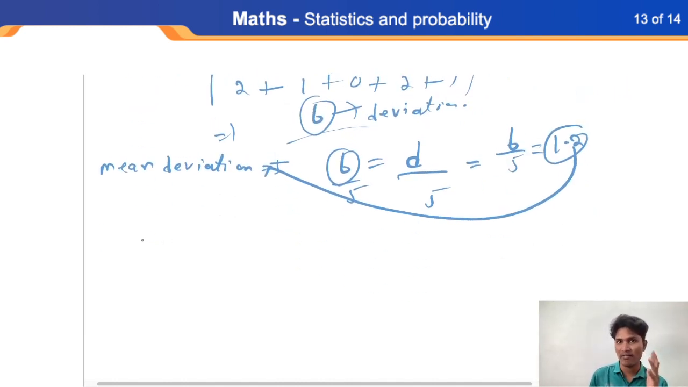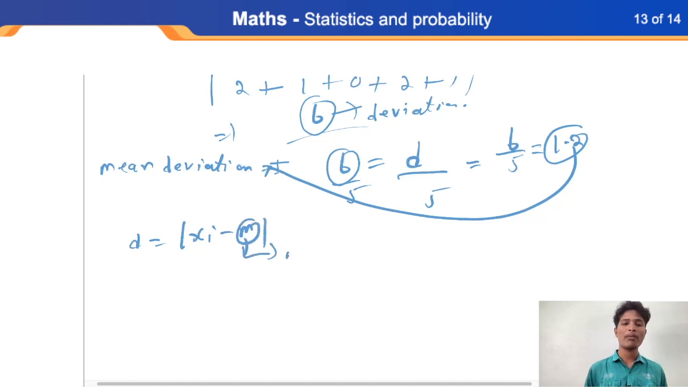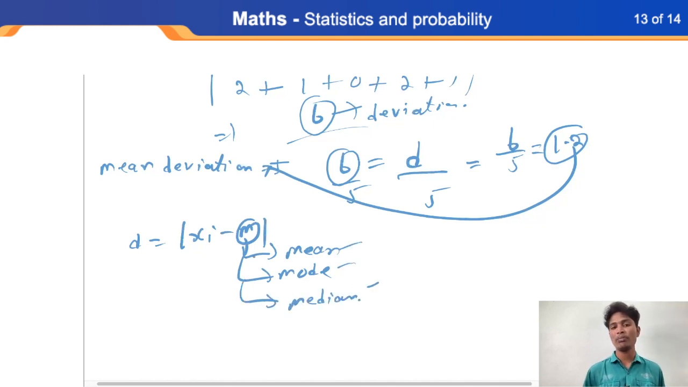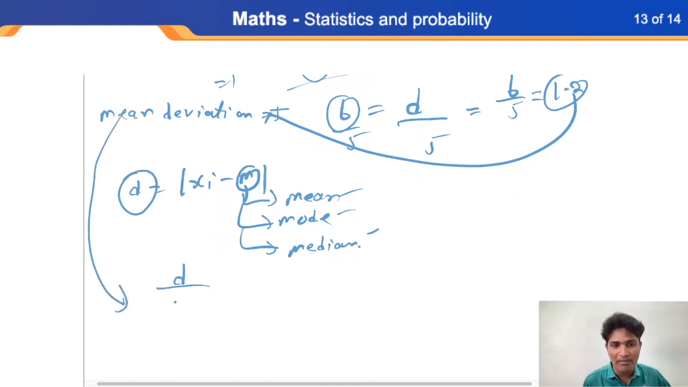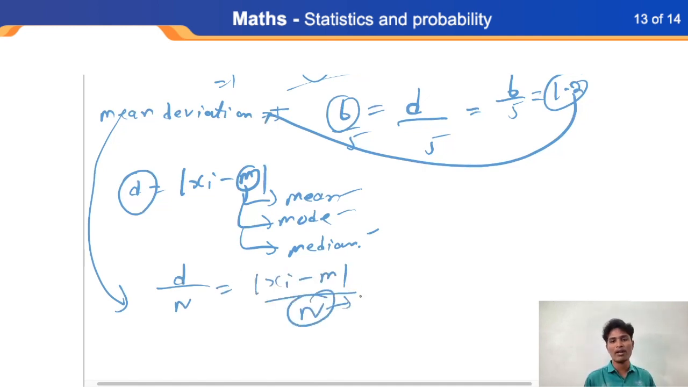First of all, you have to understand what deviation is. The deviation gives an idea about how each observation has deviated from the actual mean, mode, or median. In order to calculate the deviation, the formula is mod of xi minus m. The m can be the mean, the mode, the median, or any value. That value should be subtracted from every observation, and if I add all of those, I get the deviation. And to calculate the mean deviation, I have to divide this deviation by the number of observations, that is mod of xi minus m divided by n, where n is the number of observations.